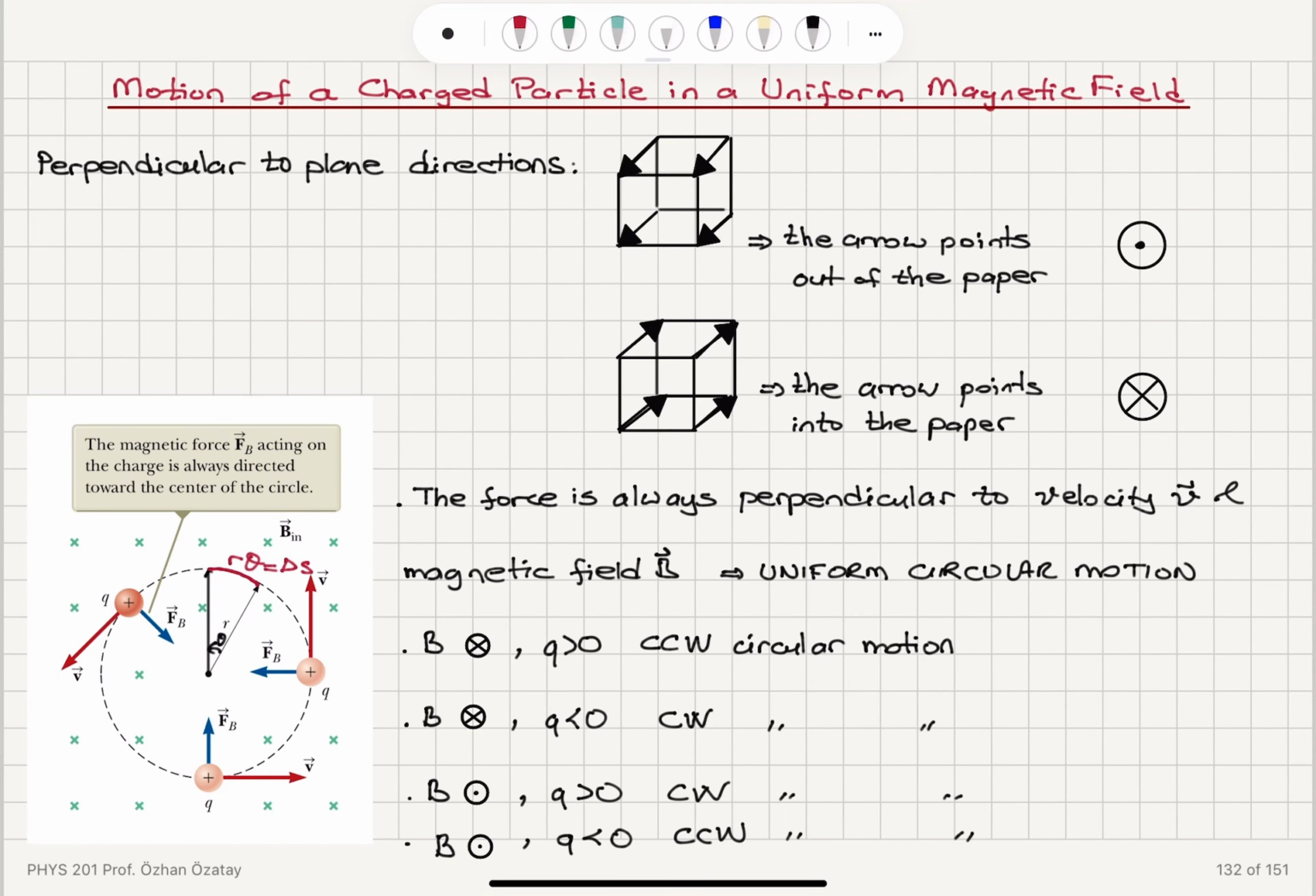Okay, so we have discussed motion of a charged particle in a uniform magnetic field in two cases. The first case, when the velocity vector is perpendicular to the uniform magnetic field, we obtain uniform circular motion. If the magnetic field points into the page, which is denoted by a cross, when the charge is positive, it's counterclockwise. When the charge is negative, it's clockwise. If the magnetic field points out of the page, then for positive charges it is clockwise, and negative charges will give us counterclockwise motion.